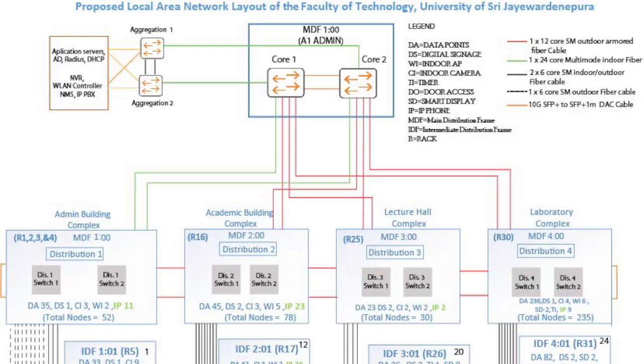So again, if we go into our scenario, we have distribution switches for each of the buildings. So all the buildings are connected back to the main admin building server room where the core switches are located. So all of them have redundant fiber paths going through two different physical pathways. So they are not going together. They are going from two sides of each building.